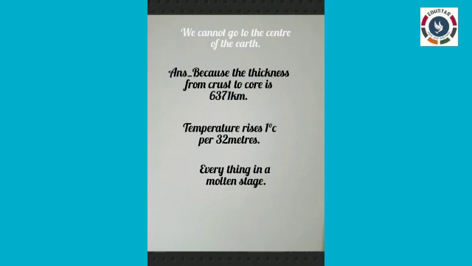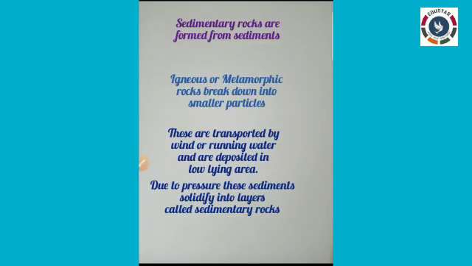The second question is, sedimentary rocks are formed from sediments. How? This is the question. Due to high heat and pressure, the igneous rocks are broken into small particles. These particles are called as sediments. These sediments are transported by wind or by water from one place to another. Due to heat and pressure, these sediments are compressed and consolidated and form sedimentary rocks.